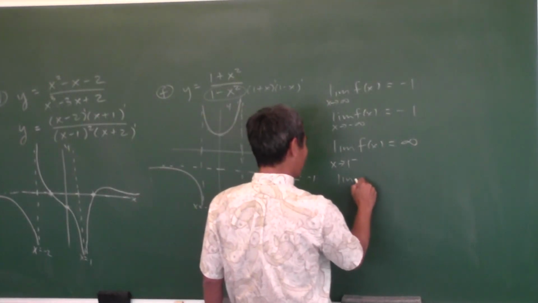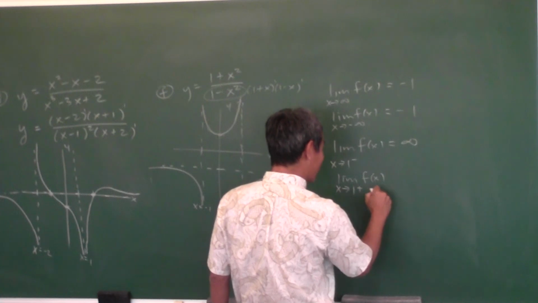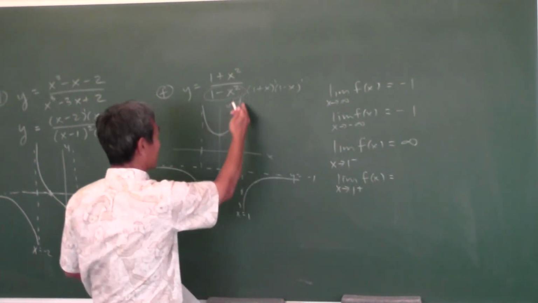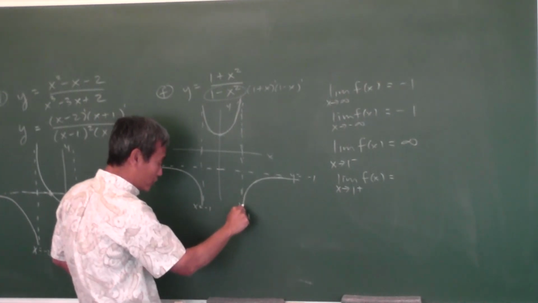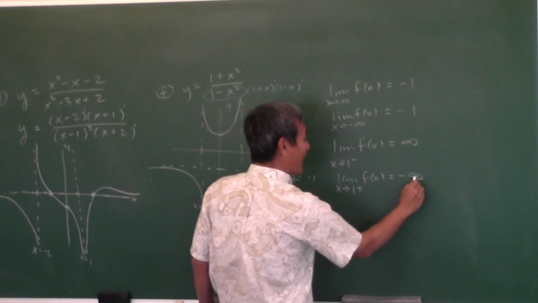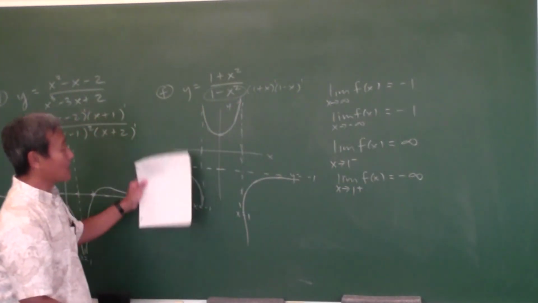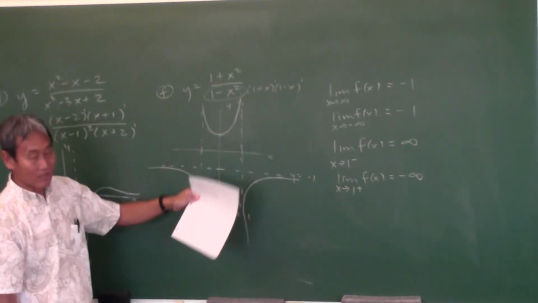What is the limit of this function as x approaches 1 from the right side? So here's x equals 1. Coming from the right side, what's happening to the y coordinates? Negative infinity. And this is how we describe asymptotic behavior. So you have to get used to this limit notation right here.